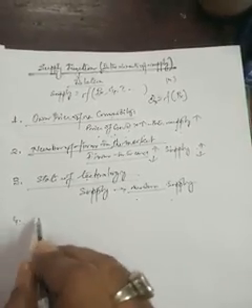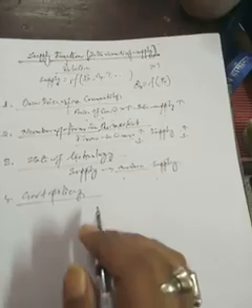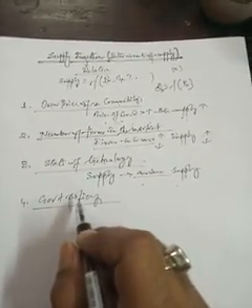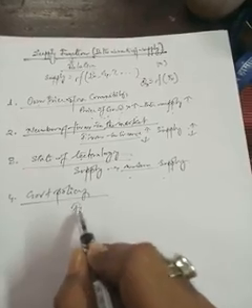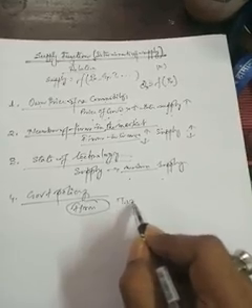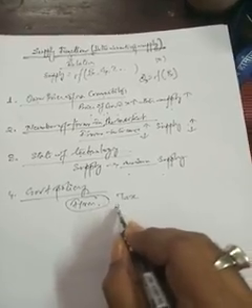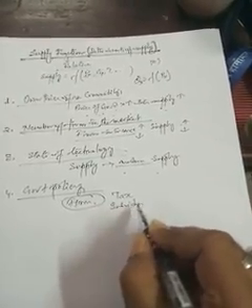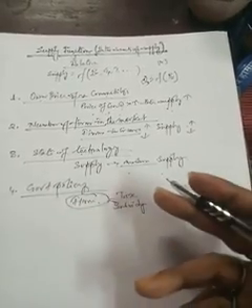Fourth point is government policy. Supply also depends on government policy. Why? Because if the government imposes more tax on farms, then farms cannot increase supply. Whereas if the government gives more subsidy to the farm, then its supply will definitely increase.